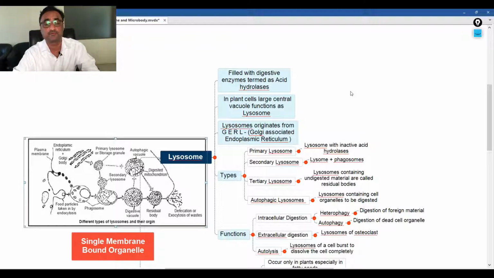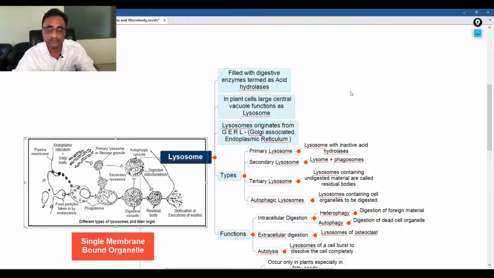Now, what is primary lysosome? All those lysosomes with inactive acid hydrolases, we call them the primary lysosome, or we can say at the time of the very formation or origin, it is a primary lysosome. Now, the lysosome and the material to be digested, we call it a phagosome, right? When the phagosome and lysosome join together, then we call them the secondary lysosome, right?